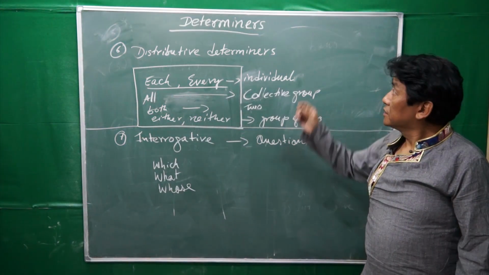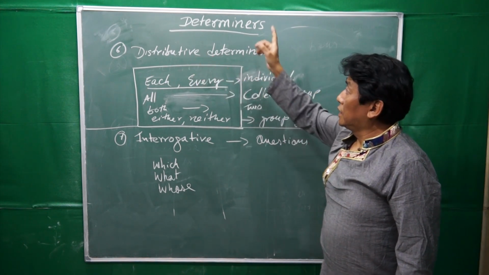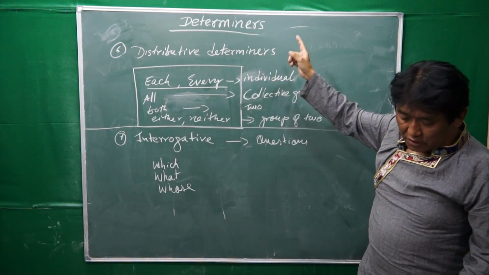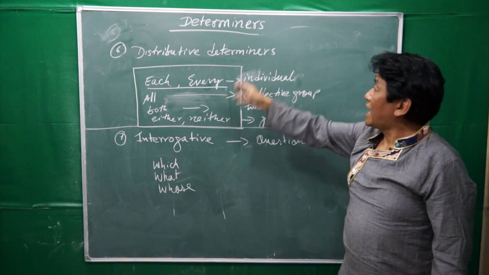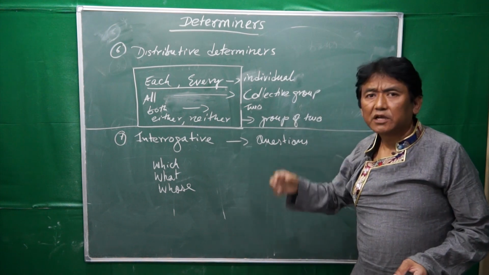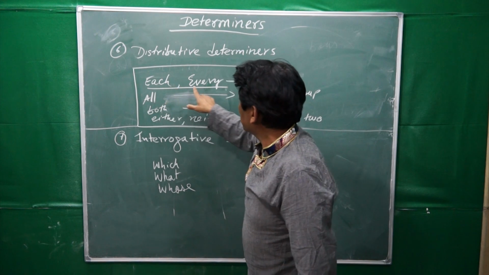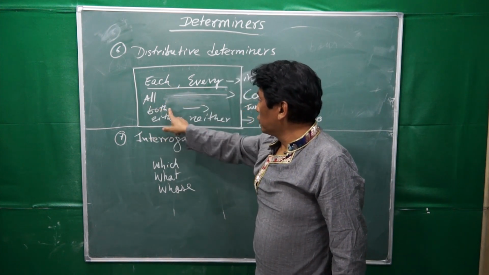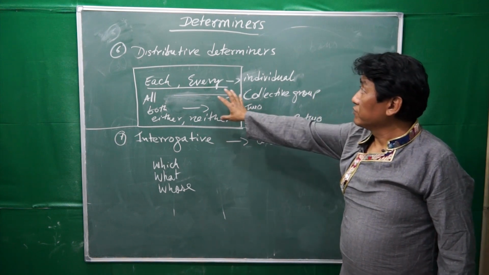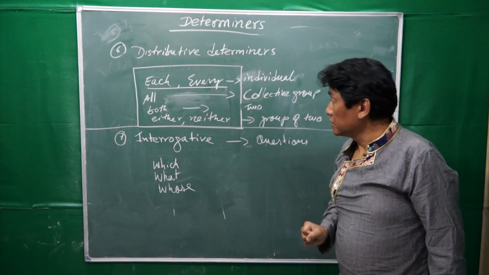The next determiner is distributive determiners. It's number 6. Distributive determiners give information about a noun, and they may refer to a group or individuals in a group. Look at this: each, every, all, both, either, neither. These all are examples of distributive determiners. You can use these in front of a noun.